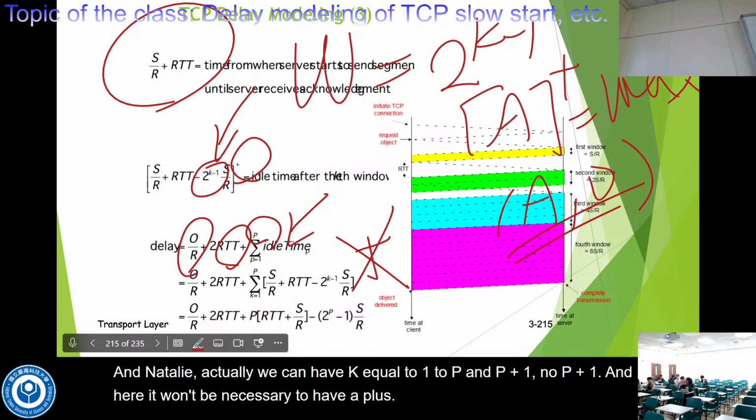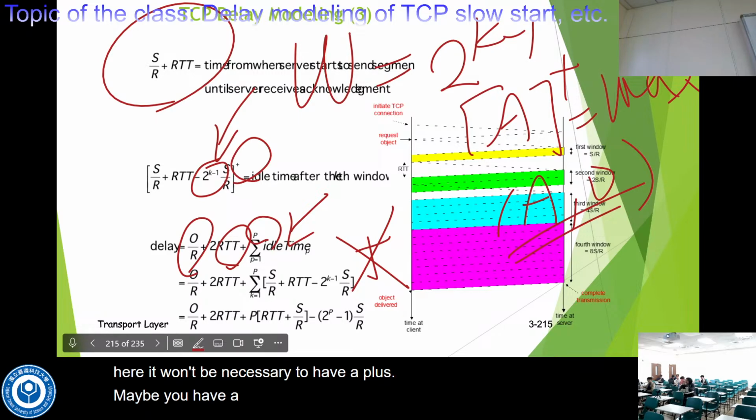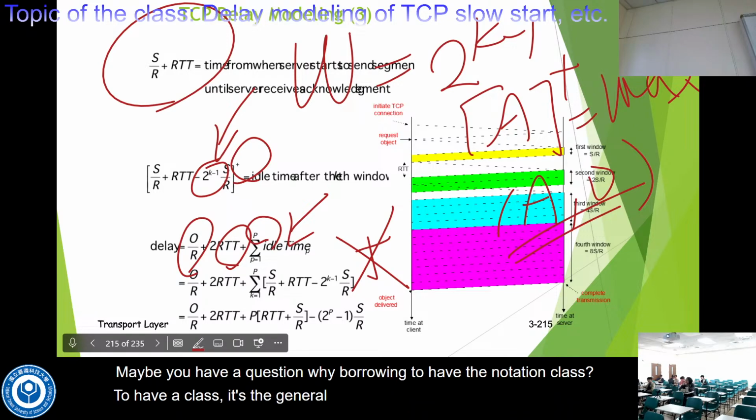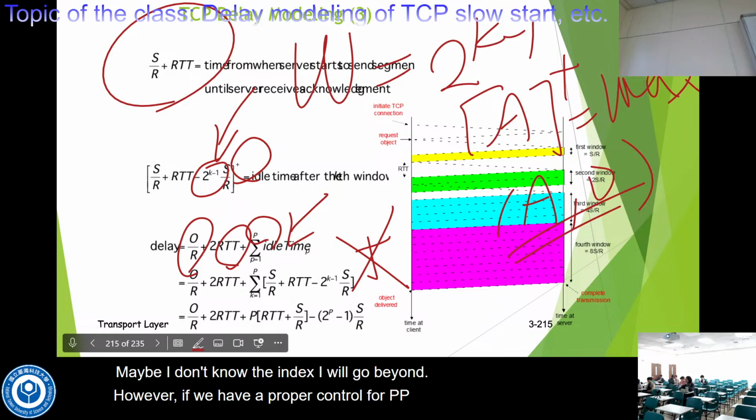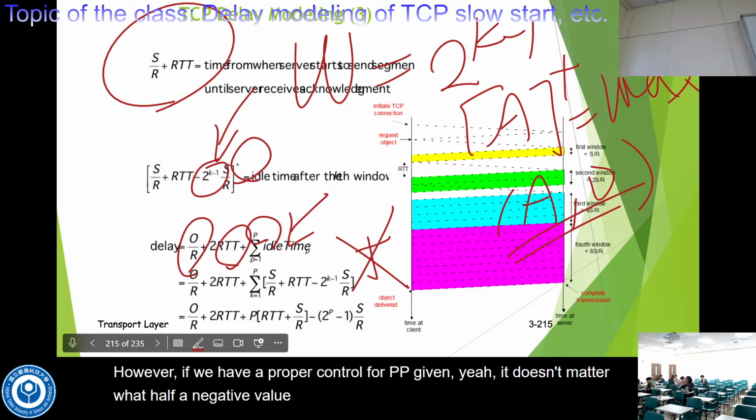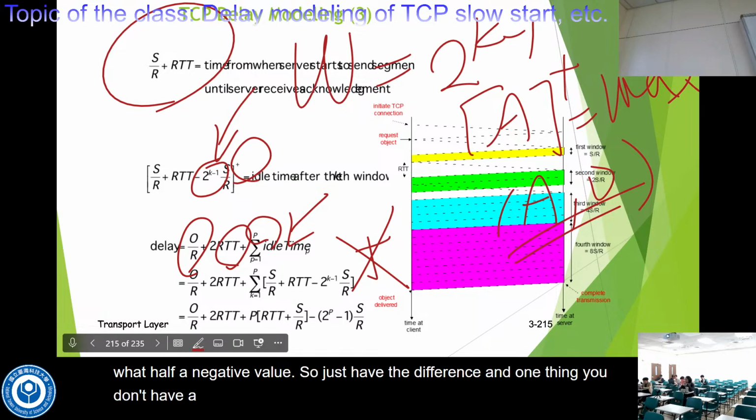Well, maybe you have a question: why bother to have the plus notation? Having a plus is the general description. Maybe I don't know the index, I will go beyond. However, if we have proper control for the given P, it doesn't matter, we won't have a negative value. So just have the difference. And once you don't have a plus there, you can have the final result. You can check it further.